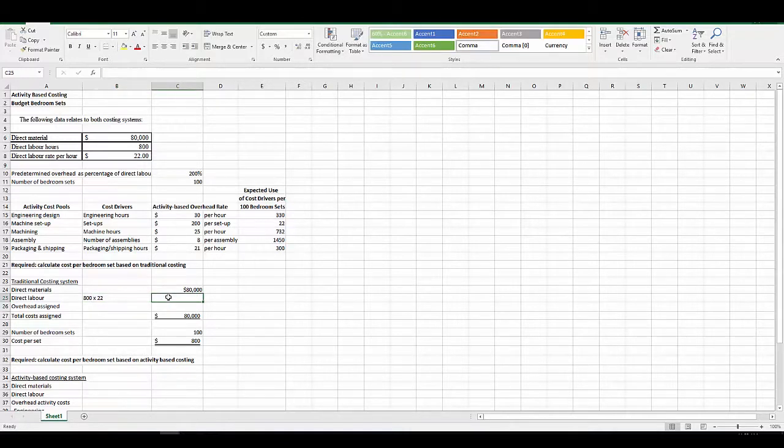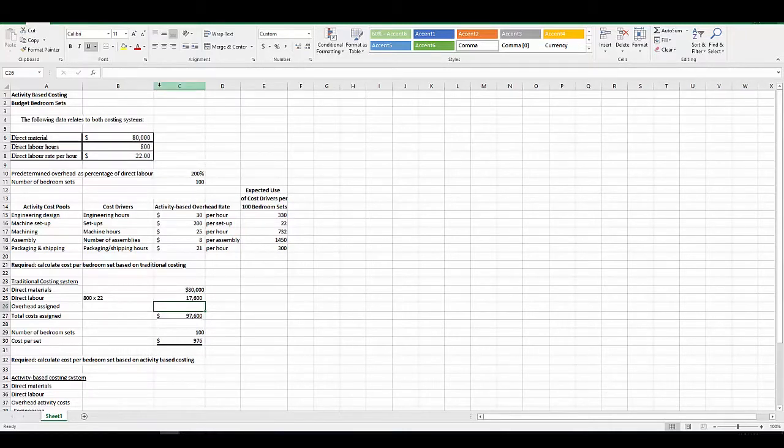So we just use our trusty formula here, 800 times $22, 17,600. So the overhead assigned here, you were told that your predetermined overhead rate as a percentage of direct labor, and we'll just make that column a little larger so we can see here, is 200%.